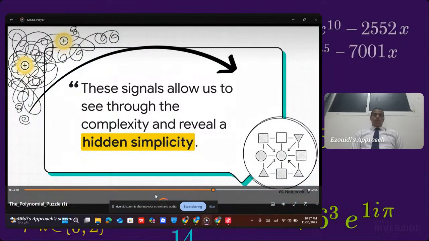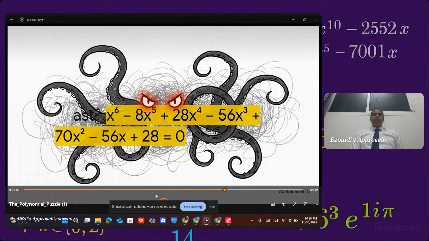And this is the magic of what we just did. Those two simple signals we found, those 1s at k equals 0 and k equals 2, they are incredibly powerful. They let us cut right through all of that crazy complexity we saw at the beginning and reveal a beautifully simple idea that was hiding underneath it all along. So let's take one last look at our original puzzle, that massive, intimidating, seven-term beast of a polynomial. It looks just as complicated as it did when we first laid eyes on it.